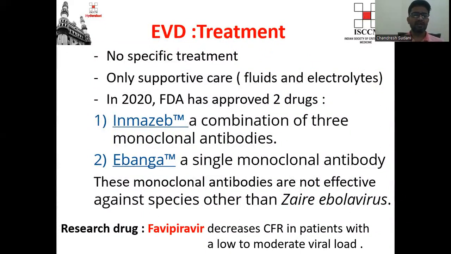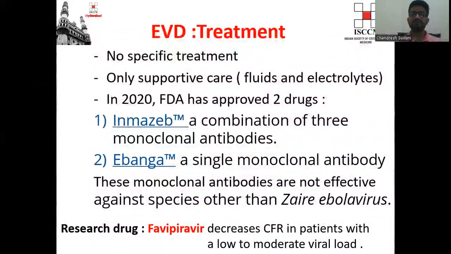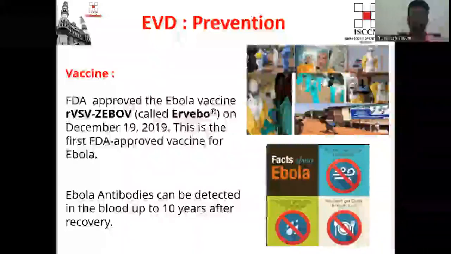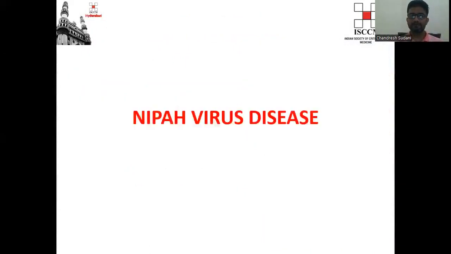The research drug Favipiravir also decreases case fatality rate in patients with a low to moderate viral load. If you look at prevention, the Ebola vaccine is there since 2019, and this is the first FDA approved vaccine for Ebola. The antibodies can be detected in the blood up to 10 years after recovery.